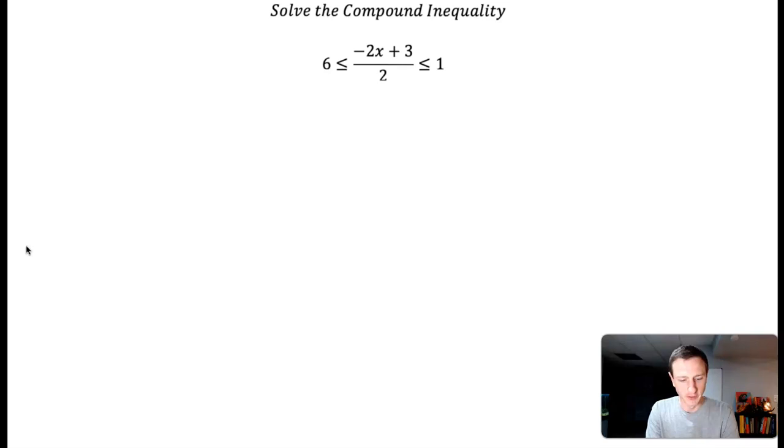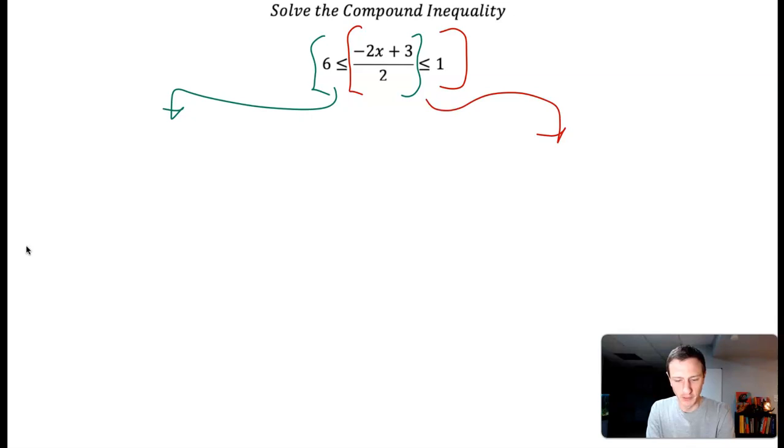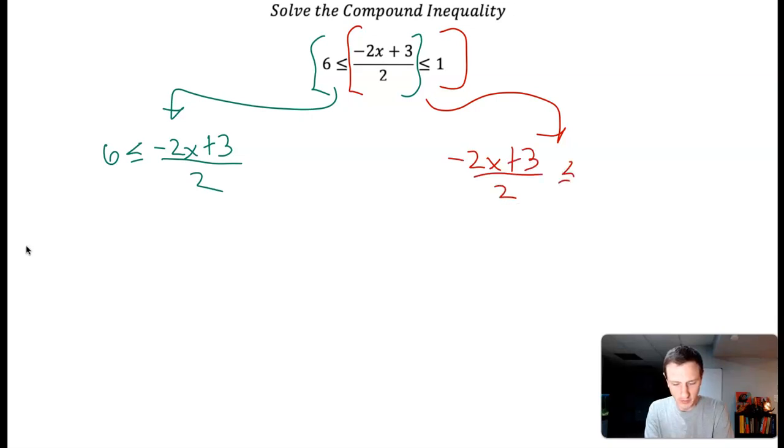That's a lot for me. I like to just separate it into two, so I'm going to bring this inequality over here, and then I'm going to take this part of it and bring it over here. So for the first part, I'm going to have 6 less than or equal to negative 2x plus 3 over 2. And then I'm also taking negative 2x plus 3 over 2 less than or equal to 1. Now I'm just going to solve both of them separately, and then we'll go back and talk about the solution.